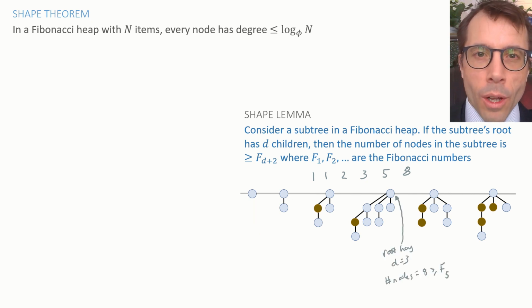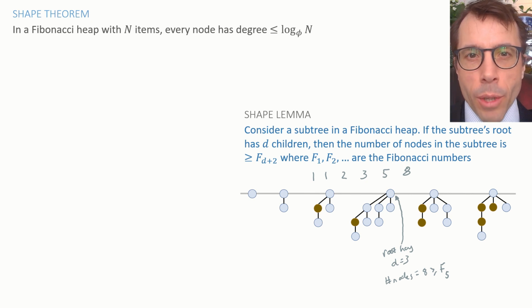How about this one? The root of this tree has degree 3, and the lemma claims the number of nodes in the tree, which is 8, should be above or equal to F of degree plus 2, i.e. F of 5, which is 5, so the lemma worked here also.